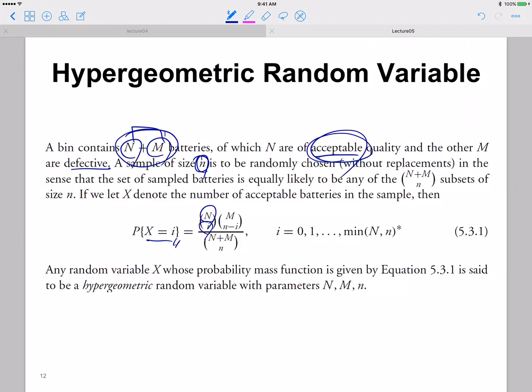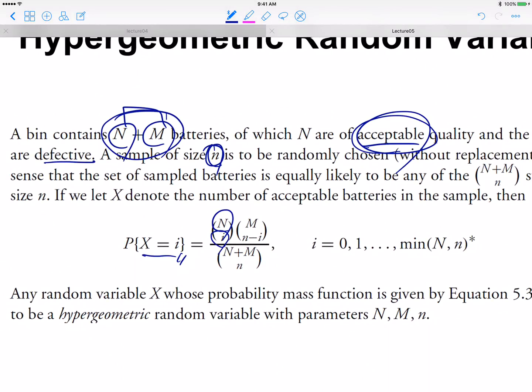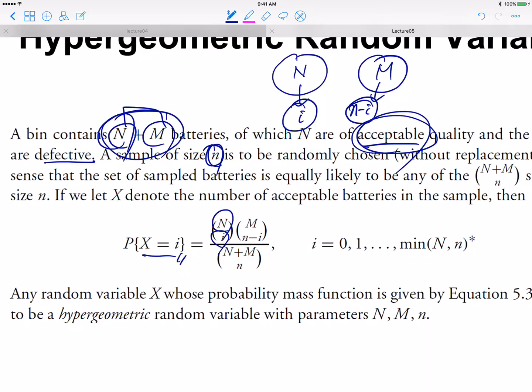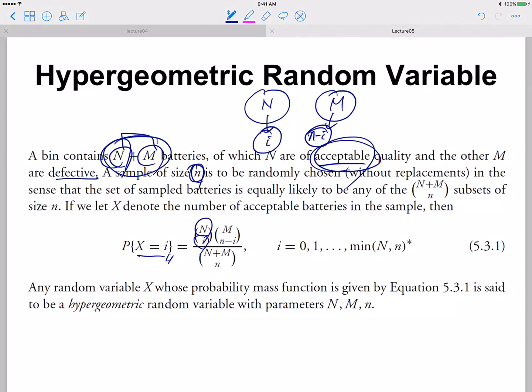So in this case, the possible choices of picking up i batteries from these n acceptable batteries. So out of n, we have to choose i batteries, and out of m, we have to choose correspondingly lowercase n minus i batteries. Okay, so this case is nCi, which is all the possible different cases of picking up i different acceptable batteries out of n. And then we have to pick up n minus i batteries. It should be large N. And out of m, we have to pick up n minus i defective batteries correspondingly.